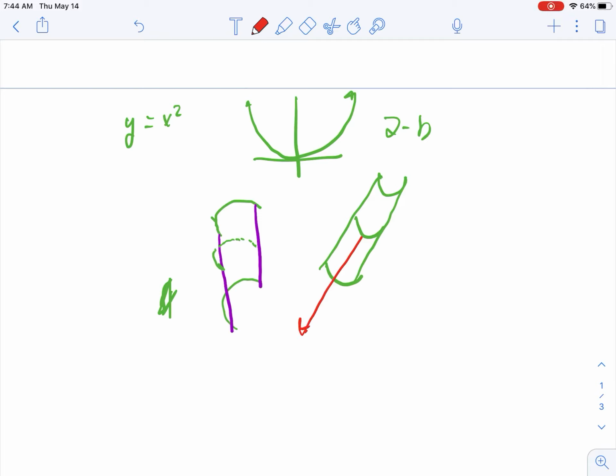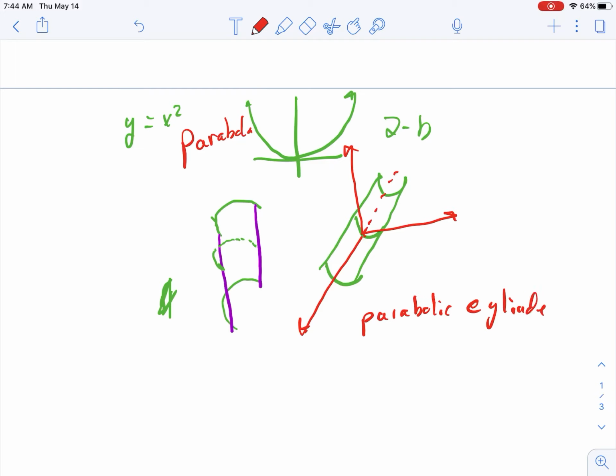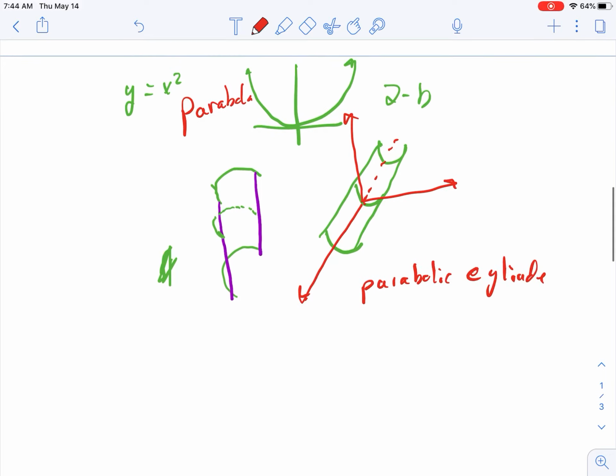And then, like I said, I can come back in and put my axes in. So let's say here's one axis. Here's another one. Here's another one. Okay, so basically what we have here, since this is a parabola, is referred to as a parabolic cylinder. Things like that. All right. Okay.